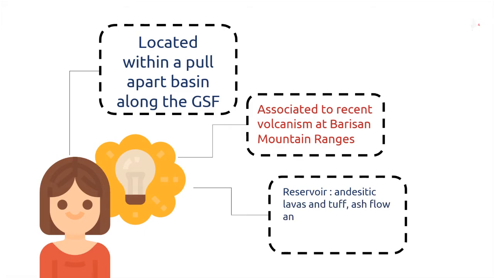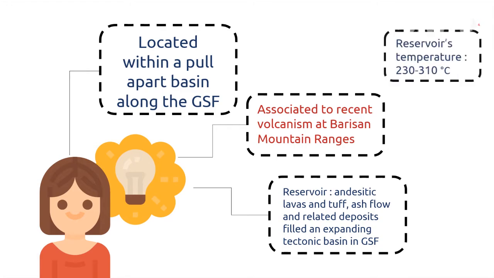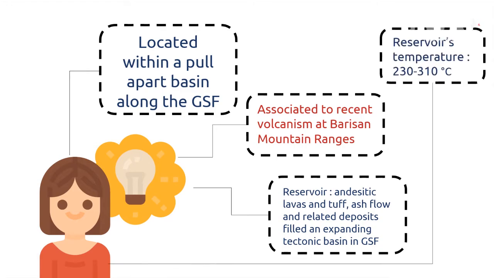Alternating sequences of andesitic lavas and tuff and silicic ash flow tuffs and related deposits filled an expanding tectonic basin that formed in a right step over of the Great Sumatran Fault. The developed reservoir has moderate to high temperature of 230 until 310 degrees Celsius.